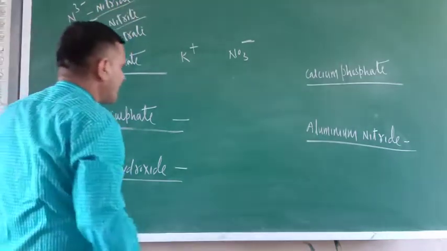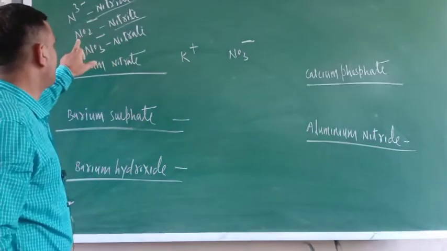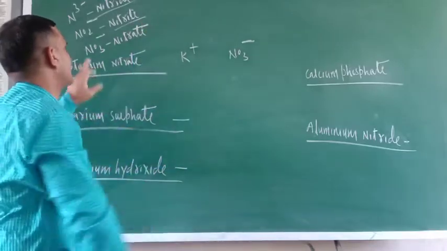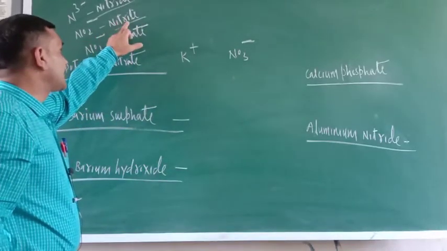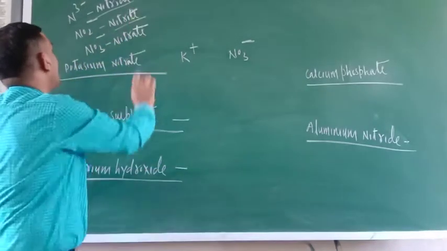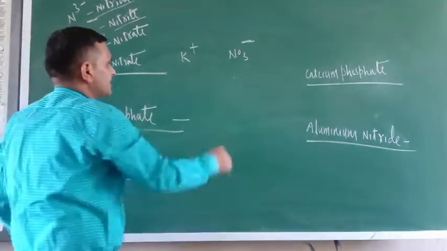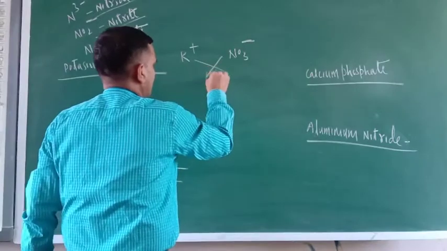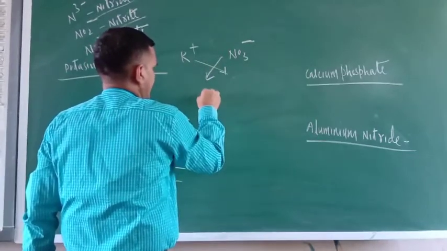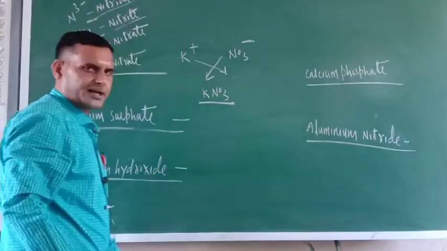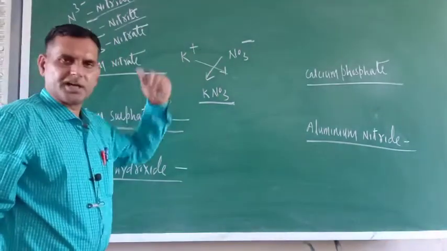Okay, have you got it or not? Now I am talking about this one, nitrate, ATE. NO2 is nitrite, ITE, and N3 negative is nitride, IDE. So now crisscross this one. So what is this? This is KNO3, potassium nitrate. Now one is there.